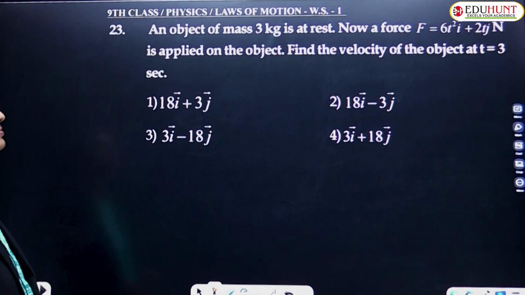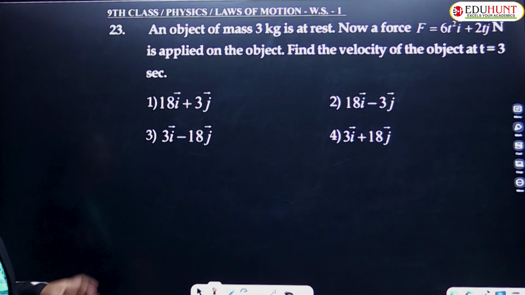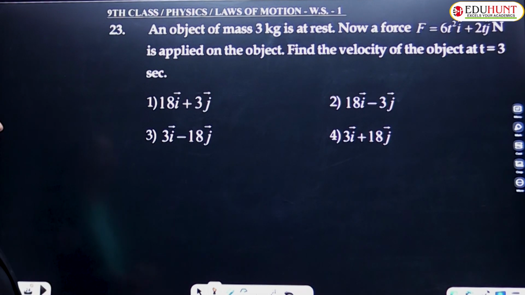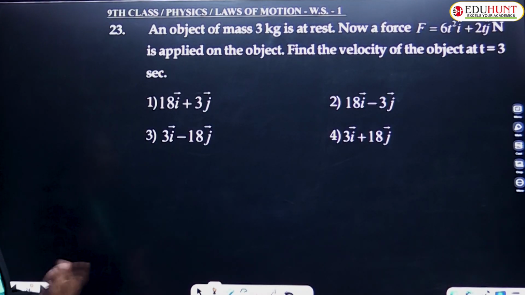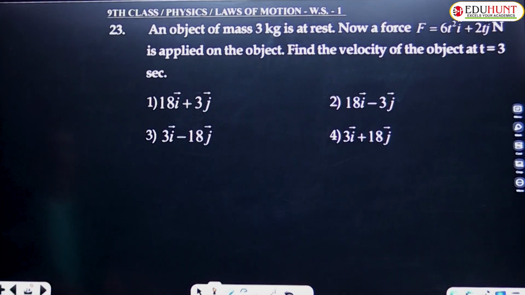23rd question. An object of mass 3 kg is at rest, initial at rest condition. A force F equals 6t square i cap plus 2t j cap Newton is applied on the object. So force is applied. You are asked to find the velocity after 3 seconds.